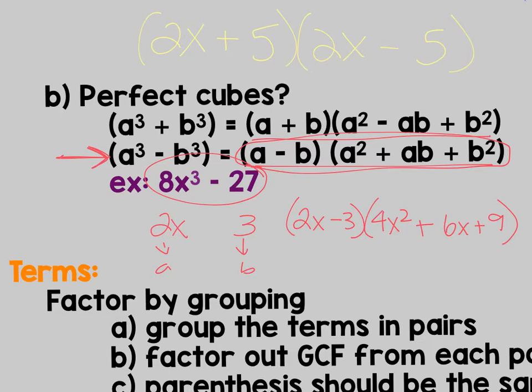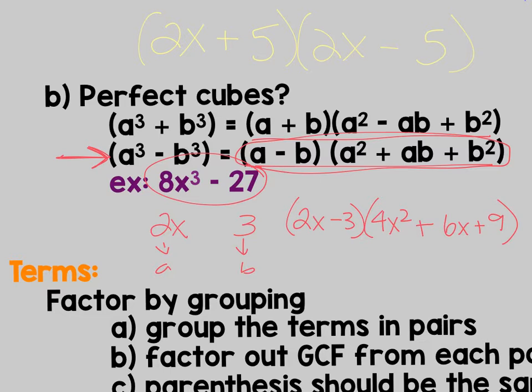Now if I FOIL that back out, if I distribute 2x to all 3 terms and then negative 3 to all 3 terms and combine my like terms, I end up back with 8x to the third minus 27. So what is that called? That's perfect cubes. So sum or difference of perfect cubes, because it could be both.